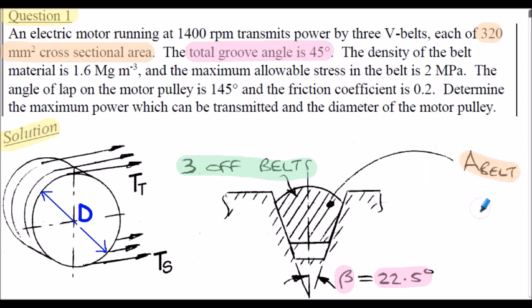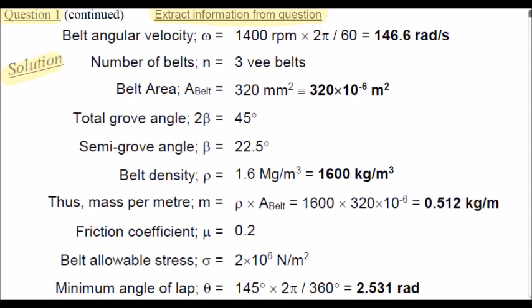So let's extract the information from the question. From the question, the belt angular velocity was 1400 RPM. I converted that to omega in terms of radians per second here. That's 146.6 radians per second. We know that there are 3 V-belts used in this system. We know the cross-sectional area of one belt is 320 millimeters squared. I've converted that into meters squared here. That's 320 times 10 to the negative 6 meters squared.